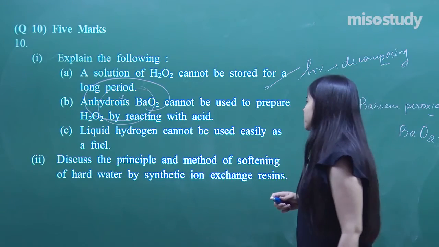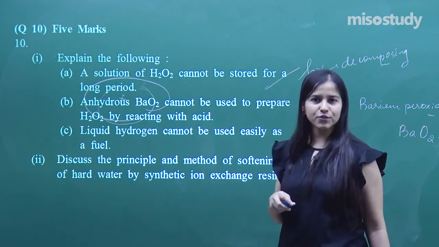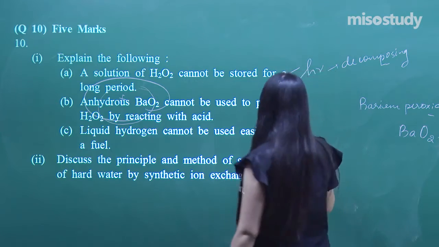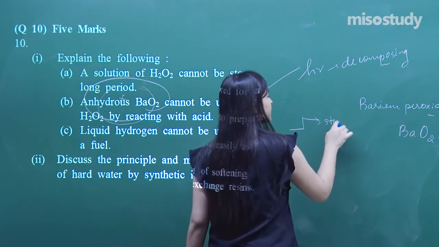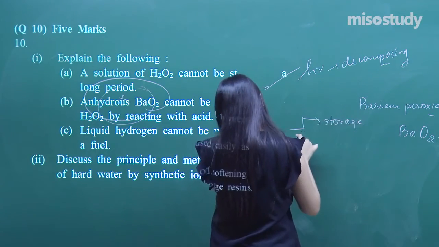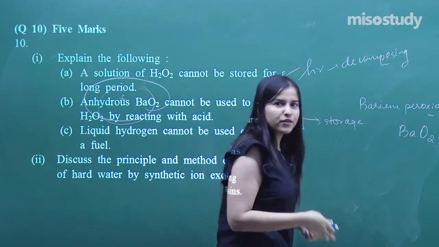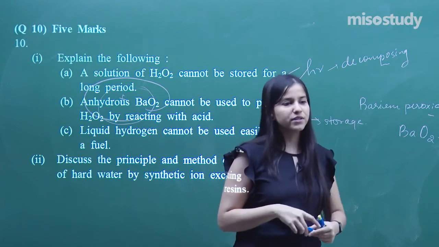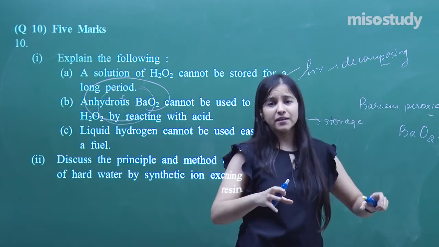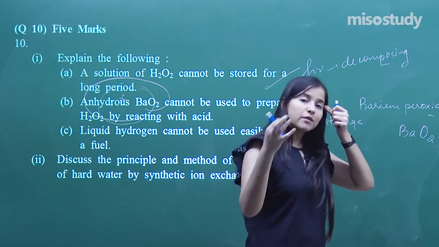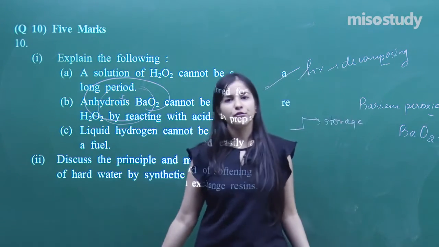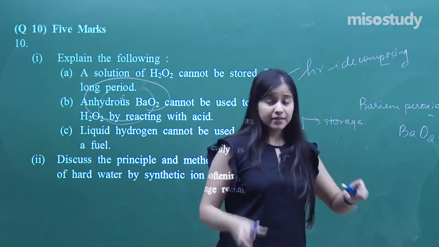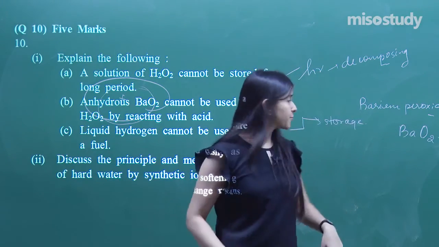Liquid hydrogen cannot be used easily as a fuel. Why is that so? First of all, the storage problem. Why the storage problem? Because again it's a heavy container, right? We have discussed this, that it's approximately 30 times heavier than what we have in the form of petrol, for the same amount of energy if we calculate.